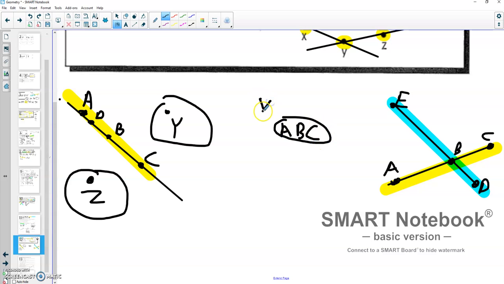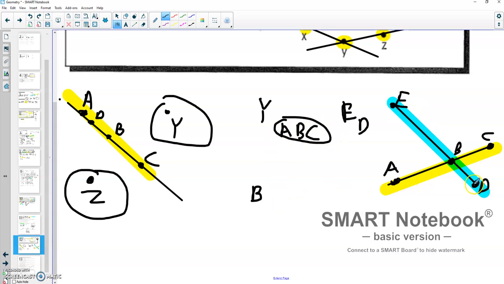And this is for the yellow. I'm going to do one for blue. But A, B, and C are on the same line. What about E and D? Are they on the same yellow line? No. So E and D are not collinear. A, B, C are. 1, 2, 3, same line. But E and D are not on the same line. So this would be non-collinear, and this is collinear.